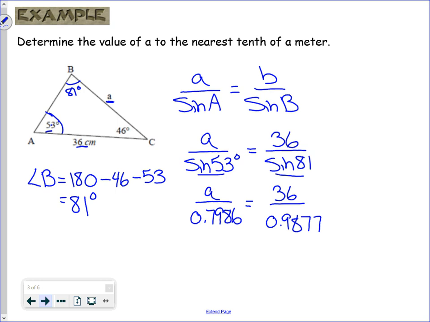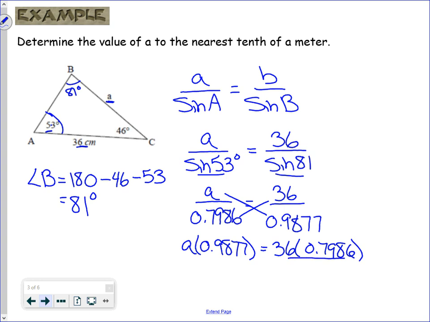Again, we need to cross multiply. So we'll have a times 0.9877, and this will equal 36 times 0.7986. So we want to multiply out our left-hand side.